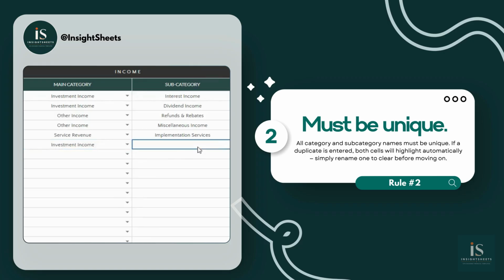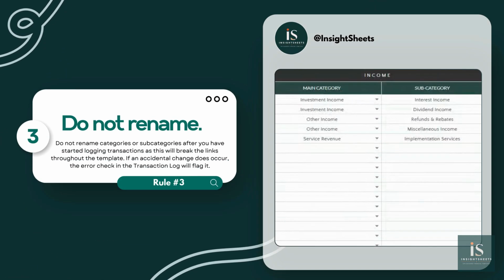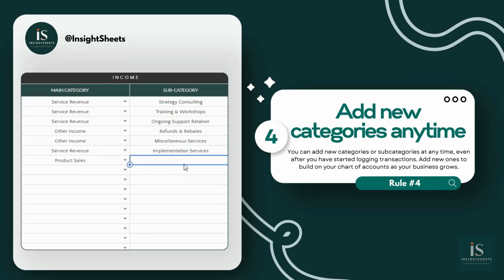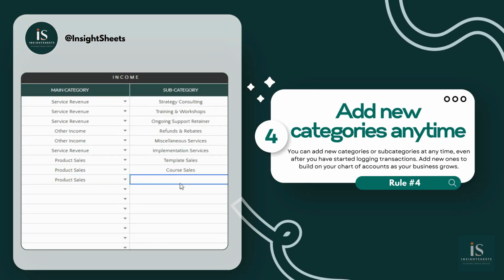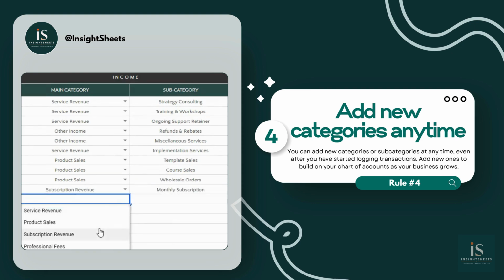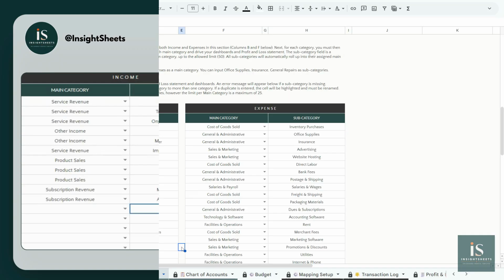Number 2, subcategory names must be unique across the entire workbook. If you enter a duplicate, both cells will highlight and you'll need to rename one. Number 3, once you start entering transactions, don't rename your categories or subcategories as it'll break the links throughout the template. There's an error check in the transaction log that catches accidental changes, and I'll show you that shortly. Number 4, you can always add new categories and subcategories at any time, even after you've started entering transactions, as long as you're within the limit of 15 main categories and 75 subcategories.